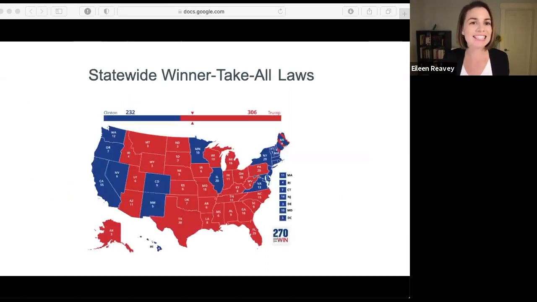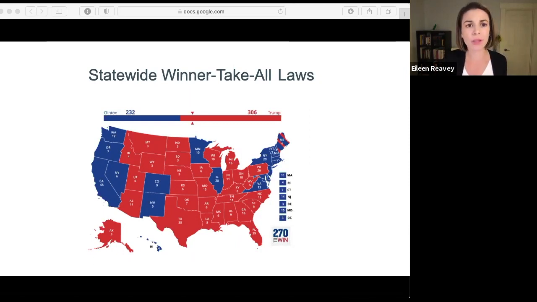So how do states exert this power? Well, 48 states and DC currently award their electoral votes based on whoever received the most votes in their state on election day. We refer to this as statewide winner-take-all laws. In California, if the Democratic candidate receives the most votes in that state, the Democratic candidate will have all 55 of California's electoral votes. Same thing in Texas. If the Republican candidate for president receives the most votes on election day, then all 38 electoral votes are granted to the Republican candidate for president.